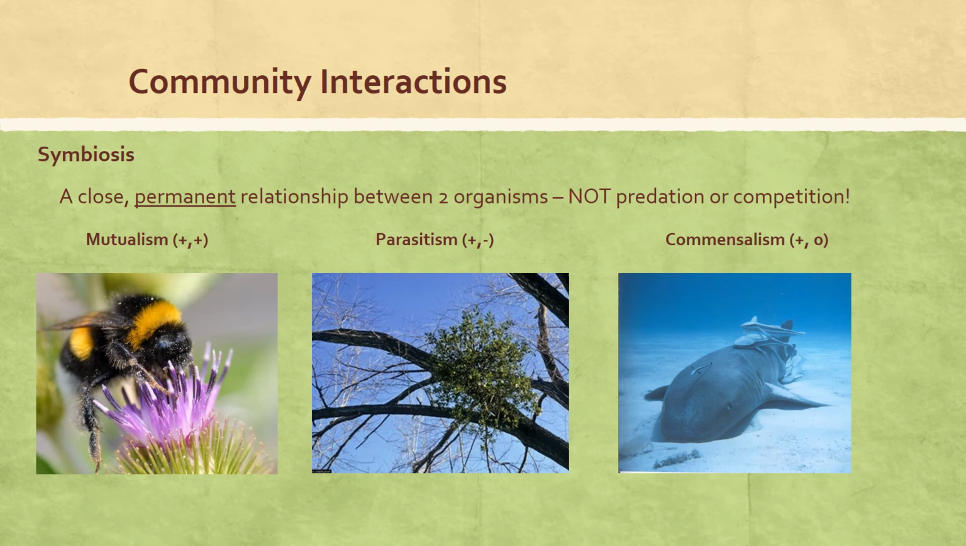And then we have commensalism. Commensalism is where one animal is benefiting, but it is a neutral relationship for the other animal. So it doesn't really matter whether they're benefiting or not. So a lot of ocean things like barnacles that are on whales, it really doesn't matter to the whale whether the barnacle is there or not, but it is beneficial to the barnacle.